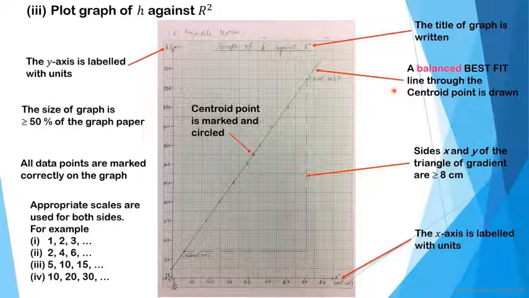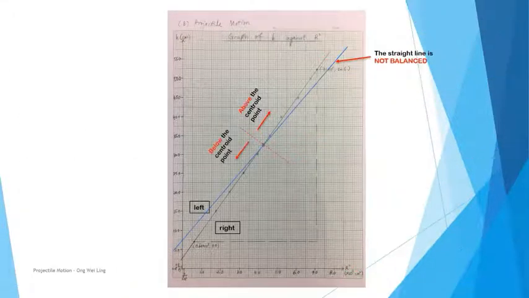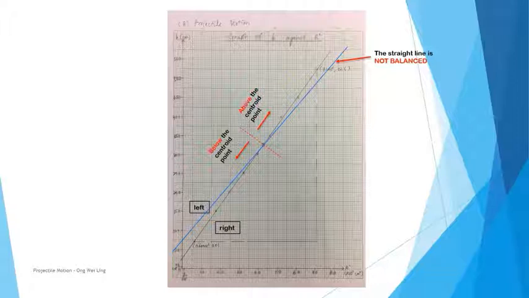A balanced best fit line through the central point is drawn. Sides x and y of the triangle of gradient are more than or equal to 8 cm. The central point is marked and circled. This is an example of a not balanced fit line: the left of the graph and the right of the graph, below the central point, above the central point.